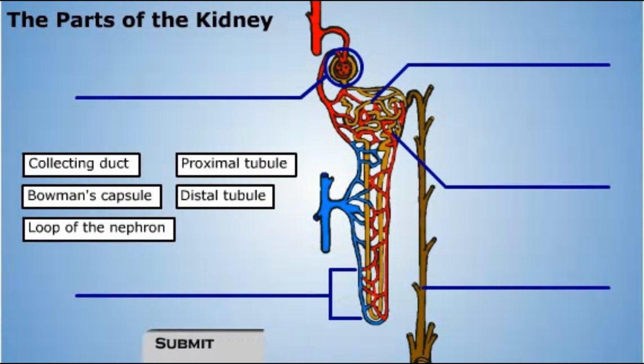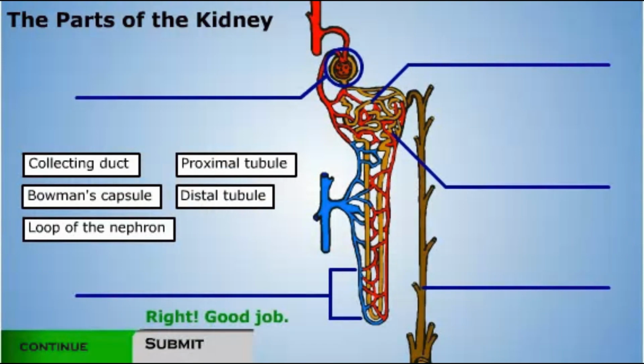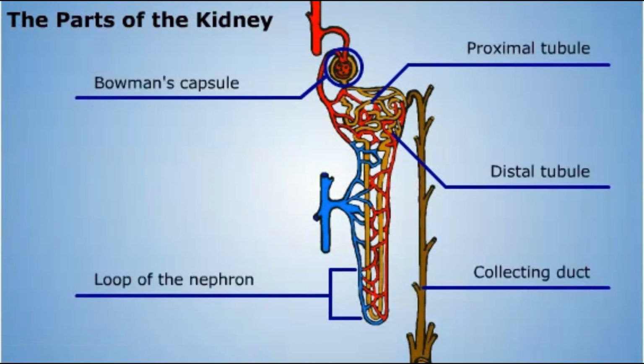See if you can identify the various parts of the kidney shown in this diagram. That's right. Not quite right. The cluster of capillaries is in the Bowman's capsule. The proximal tubule is the part of the tubule leading out of the capsule. The loop of the nephron is where much of the water in the urine is reabsorbed. The distal tubule leads to a collecting duct.